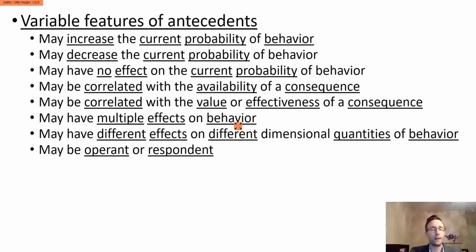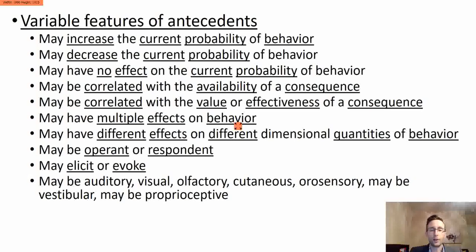In other words, some antecedents evoke or abate, or increase or decrease, the current probability that a behavior which is affected by consequences will occur. And then some antecedents reliably and consistently evoke reflex responses. In other words, some antecedents elicit reflex responses. That's another way of saying they are respondent antecedent stimuli. So, antecedents may elicit or evoke. Respondent antecedents elicit. Operant antecedents evoke.